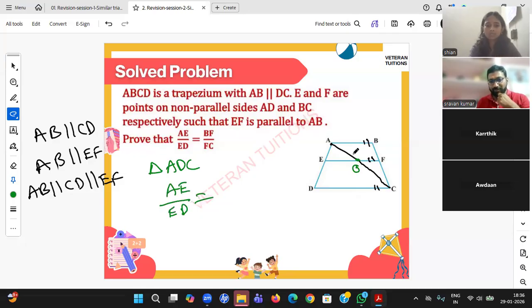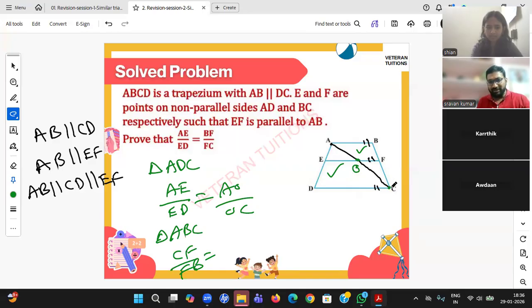ED equal to AO by OC. Okay, if this is finished, I should go for this triangle now. Triangle ABC: CF by FB, CF by FB. I'm using one common notation. I'm starting with a common vertex.